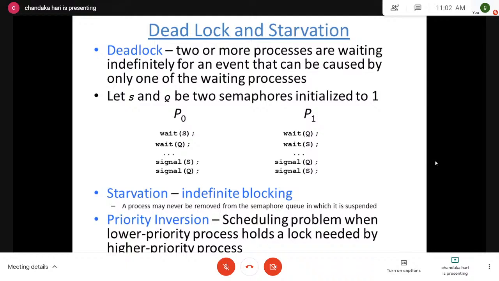This concept is going to be called priority inversion.